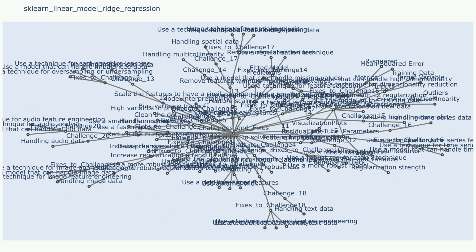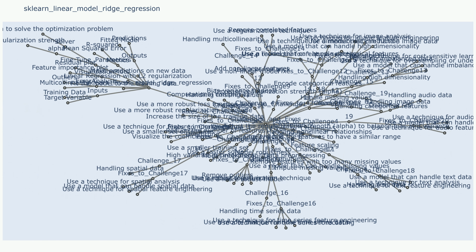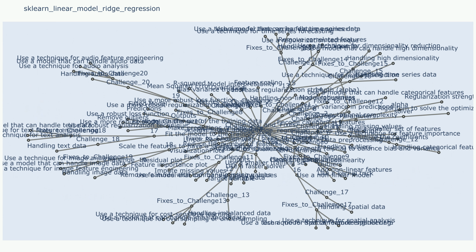Copy X, a Boolean value indicating whether to copy the input data before fitting the model. Max iter, an integer value representing the maximum number of iterations to perform during model fitting. Tol, a float value representing the tolerance for the stopping criterion. Solver, a string value representing the solver used for model fitting. Random state, an integer value representing the seed for the random number generator. Outputs. Coef, a 1D array containing the estimated coefficients for each predictor variable. Intercept, a float value representing the estimated intercept term.